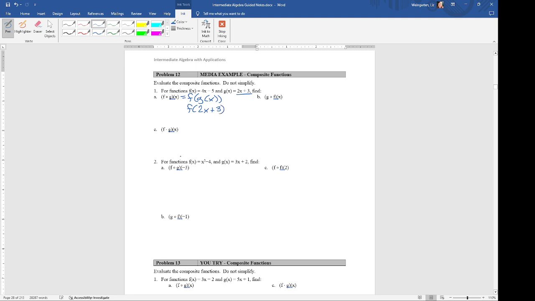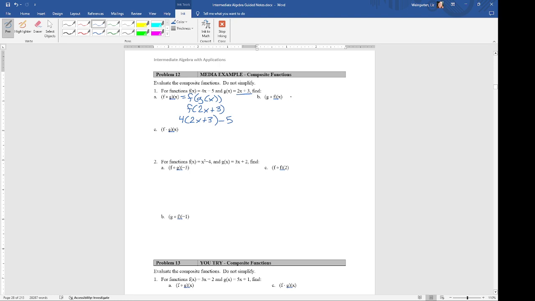Now we've seen problems like this in lesson 1. We simply take our f of x and replace all x's with what is inside these parentheses. So I will go ahead and do that. So instead of the x, we have 2x plus 3 minus 5 at the end. And that's as far as you are required to go with these problems.